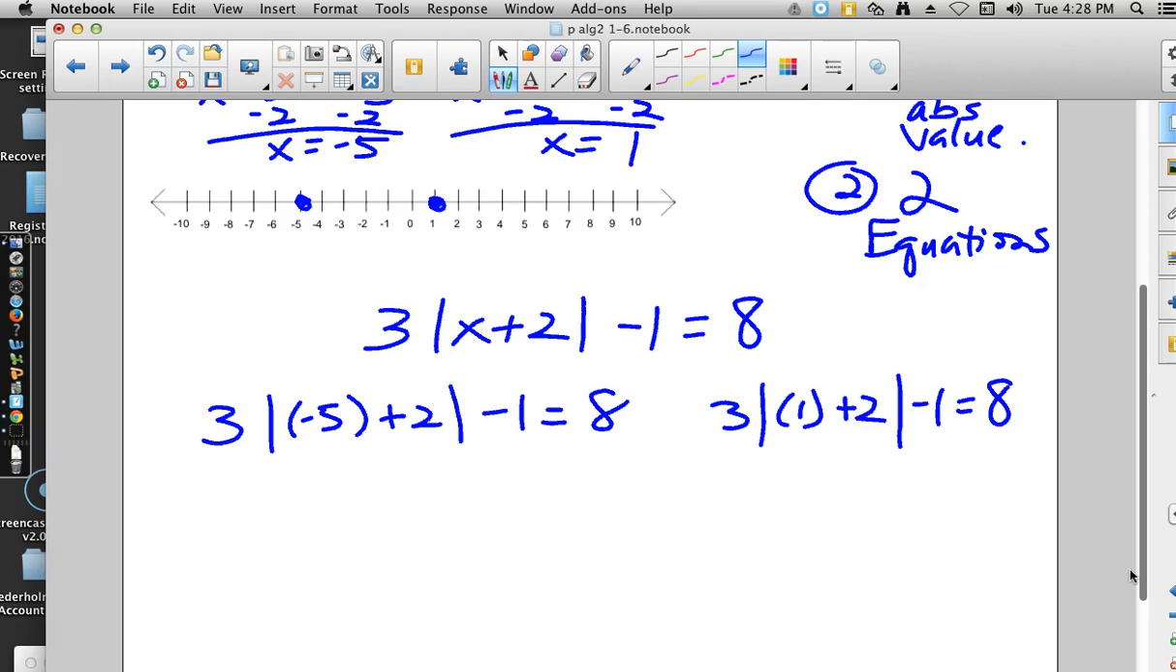Now, all I'm doing with the parentheses in the second one, well, actually in the first one too, is using them as a placeholder to show, hey, that's our answer. That's what we're putting in there. We said it was negative 5 and 1.